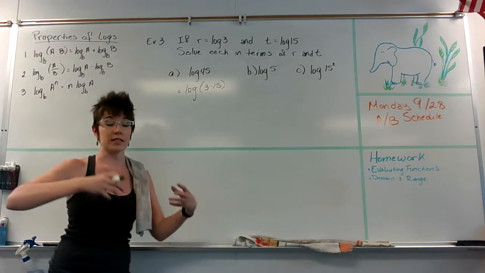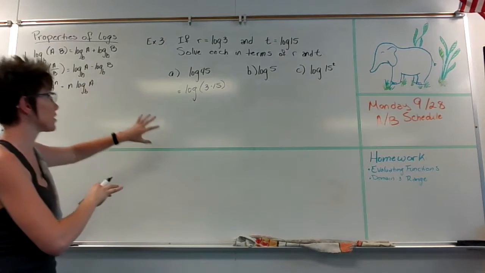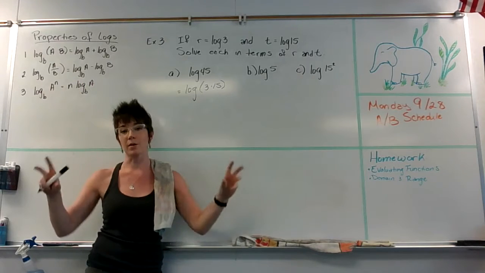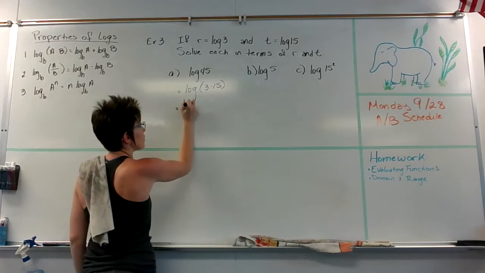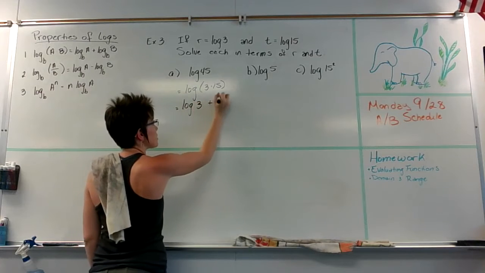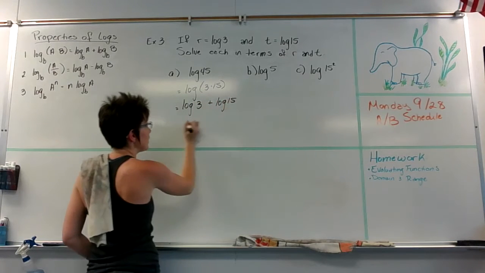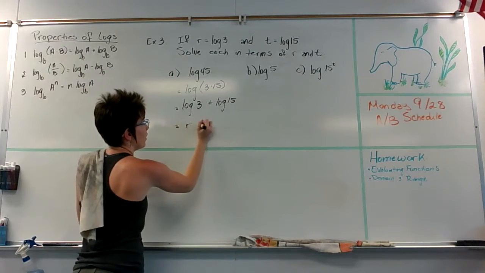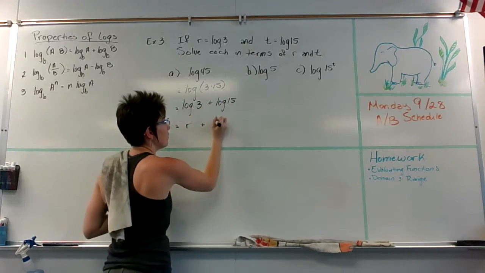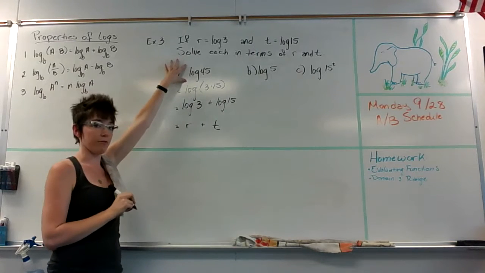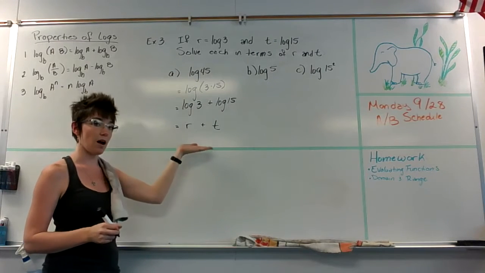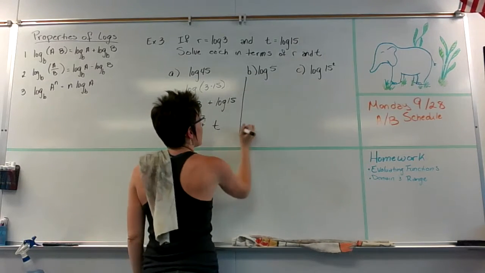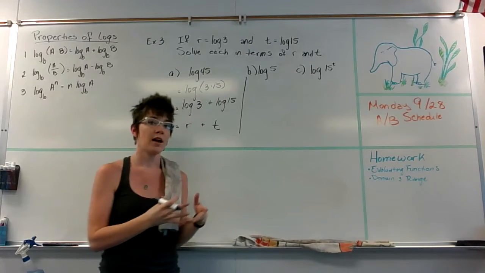Now I see this prime opportunity to start using our log properties. If I multiply the inputs, then I split that up over addition. And so this becomes log of 3 plus log of 15, and now I can directly substitute: log of 3 is r and log of 15 is t. So I've taken my original log of 45 and rewritten it as the sum of r and t based on those definitions.